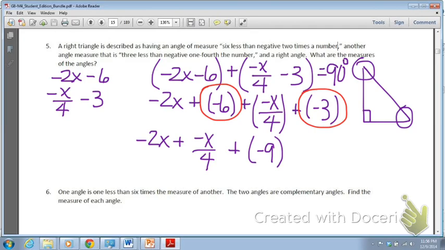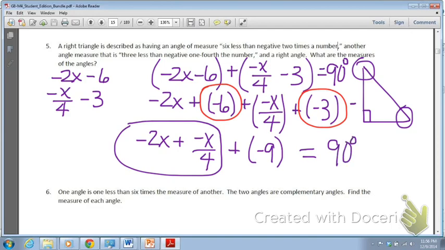All right, so now what I want to do is combine this. Now this is all still equal to 90 degrees over here. So now I want to combine those terms there. And to do that, I need a common denominator. So I'm adding fractions, even though they have a variable in them. I can do that. But I need to have them both be in fourths. So let's look at what that would look like.